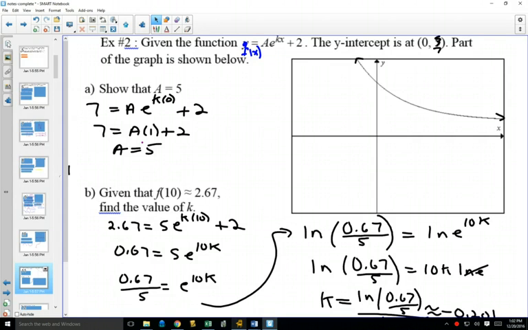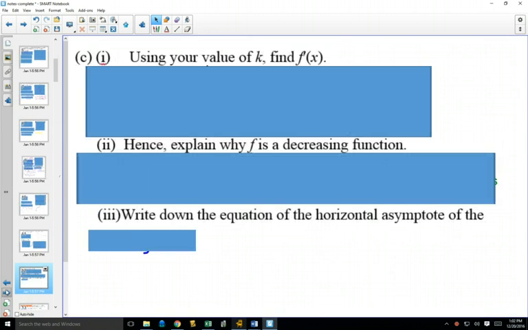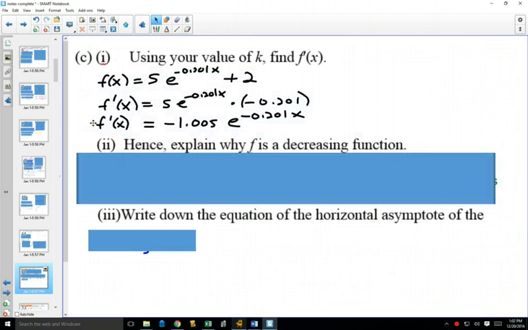Good, ready? So we've plugged in our value of a and our value of k. Our derivative is a chain rule. Our outside function is e to the x. The derivative of e to the x doesn't change. That's why we still have 5e to the negative 0.201x. Then the chain rule says, what's our inside function? Our inside function is negative 0.201x. What's the derivative of that? Just negative 0.201. Simplify it if you like, and we've got our equation of our derivative.